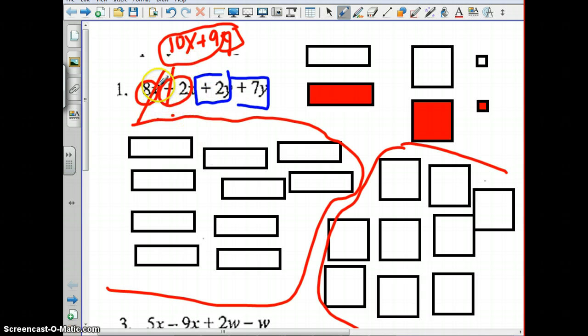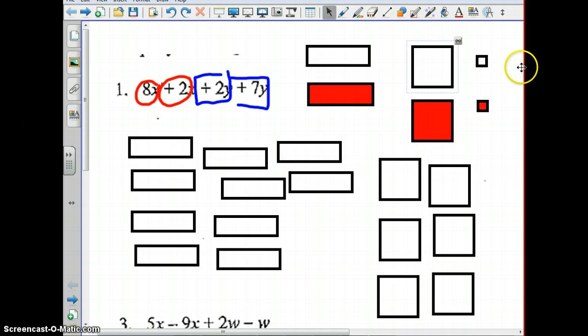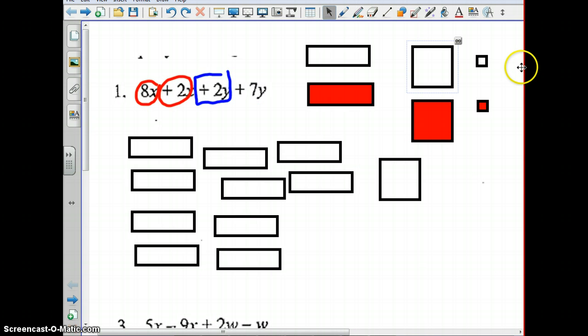And what we're going to learn to do is do it without the blocks. Like we could say, all right, well, we have 8 x's. We're going to add 2 more x's. How many x's is that? 10. We have 2 y's. We're going to add 7 more y's. How many y's? 9. So that's sort of where we're going with that. I'll just undo all of this.